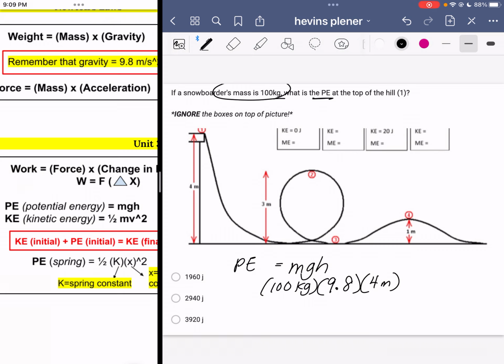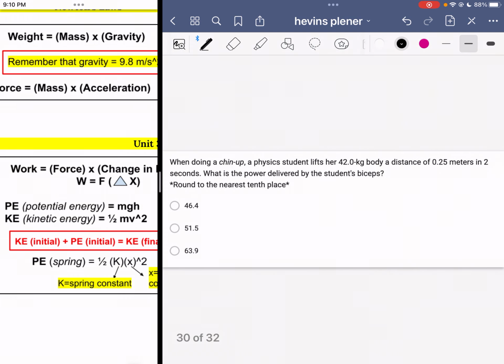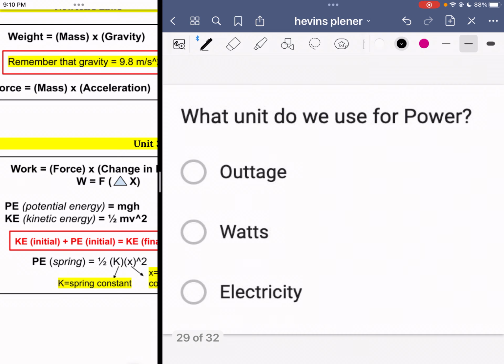100 times 9.8 times 4. So then you would get 3,920 joules. And that's right there. Let's move on. This one's kind of hard, so we'll come back to that one.